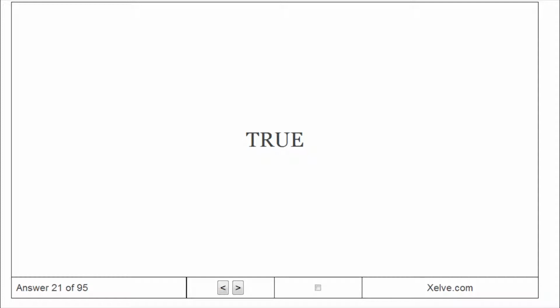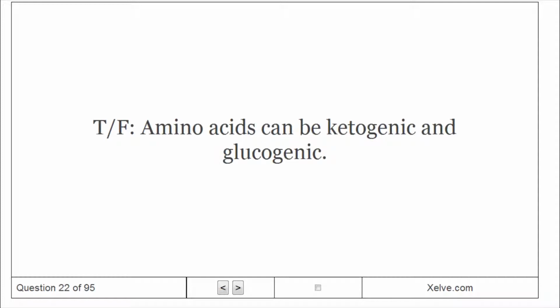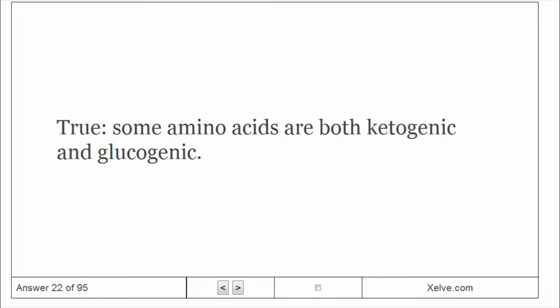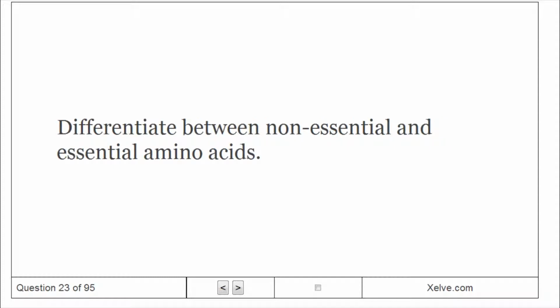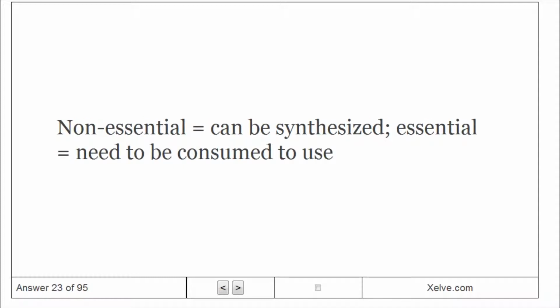True. Amino acids can be ketogenic and glucogenic. True. Differentiate between non-essential and essential amino acids. Non-essential equals can be synthesized, essential equals need to be consumed.